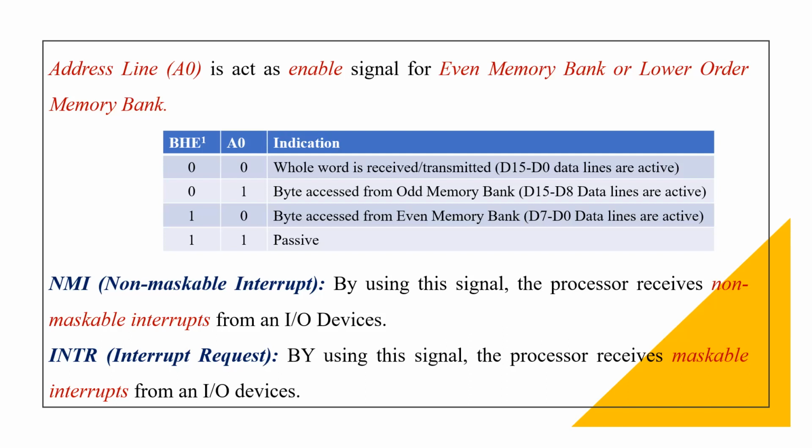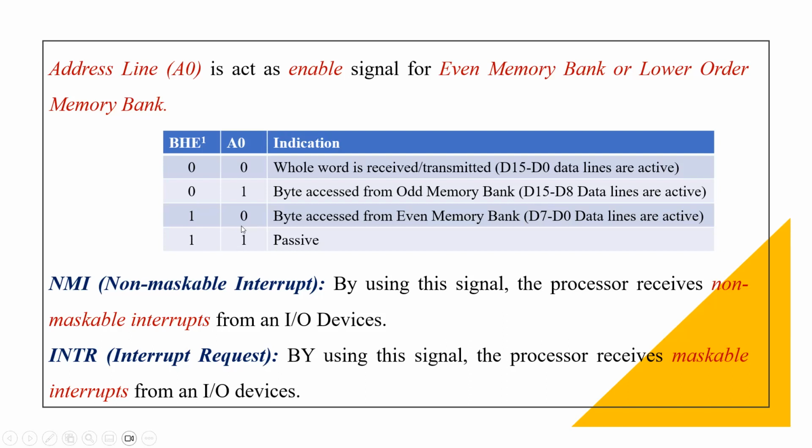Whenever the BHE bar and A0 signals are both 0, 0, a whole word is received or transmitted from the memory. At that time all 16 data lines should be in active condition. The next case is BHE bar 0 and A0 is 1. BHE bar indicates active low, so that the BHE bar value is equal to 0, so the odd memory bank is enabled. So a byte was accessed from the odd memory bank. At that time D15 to D8 data lines are active.